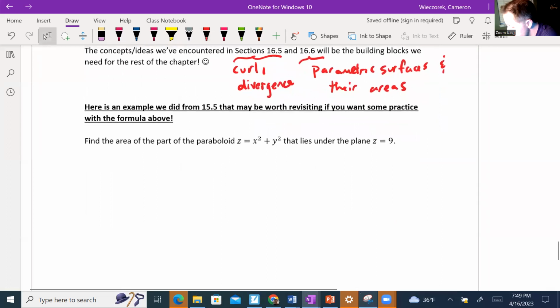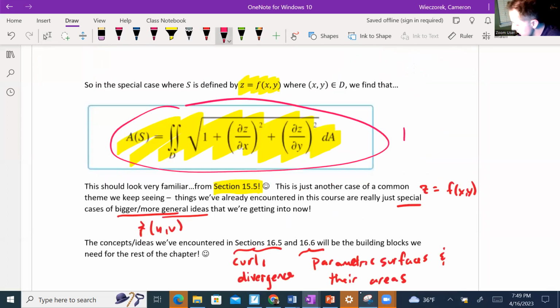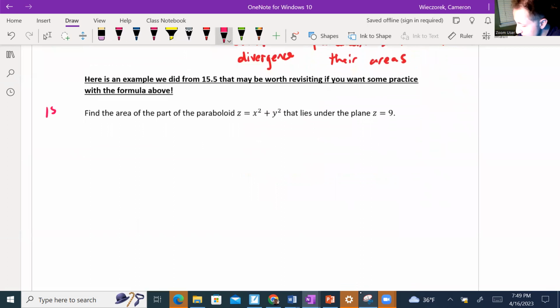If you want some practice with this, we did a lot of this in 15.5 already, but if you want to see an example, we actually did this one in 15.5. I'm going to run through it one more time here. If you feel you can handle that, you can stop watching at this point and work on some homework. But if you want to watch me walk through this one, I'll do this one.